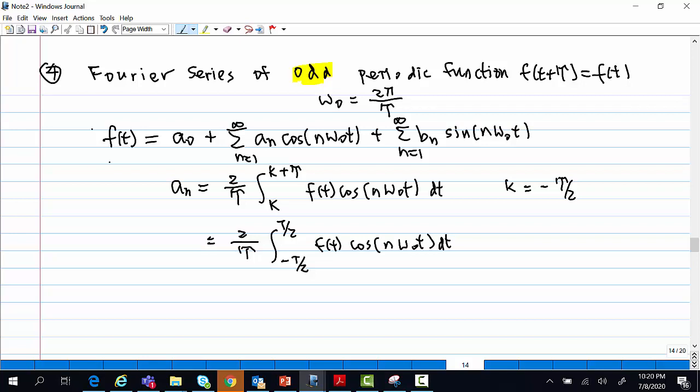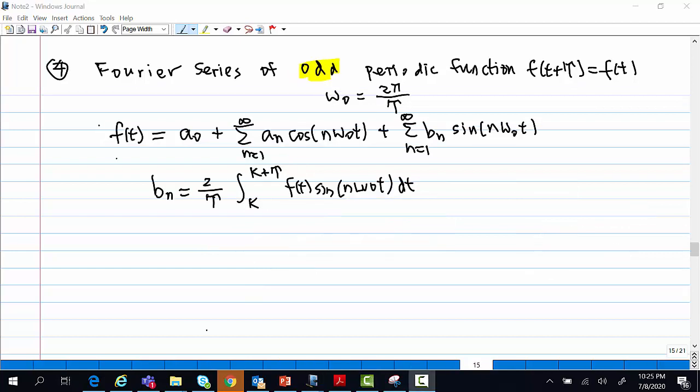Now, investigate the product. This is the product of an odd function times the even function, cosine, so the result is an odd function. And we know the integral of an odd function from minus a to a of f(t) dt is equal to 0. f(t) is odd here. So in that case, we know an is equal to 0. You can put a equal to minus T over 2 to T over 2.